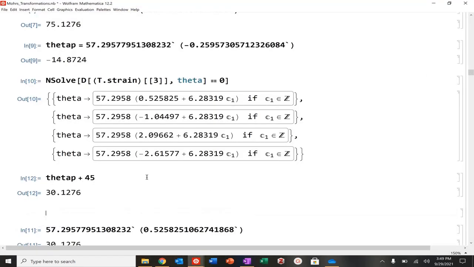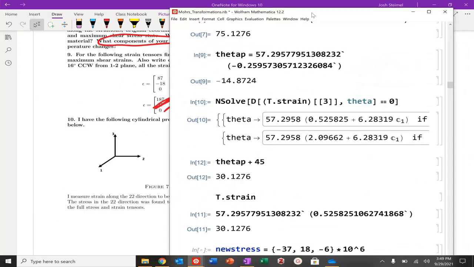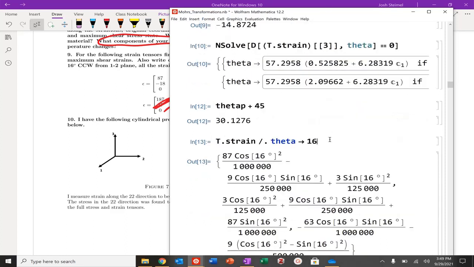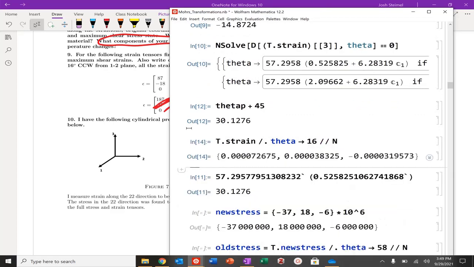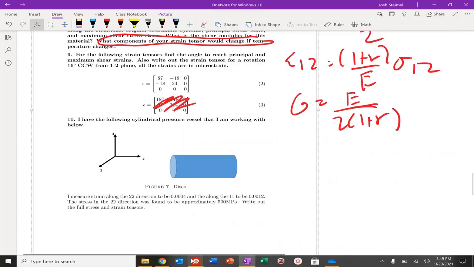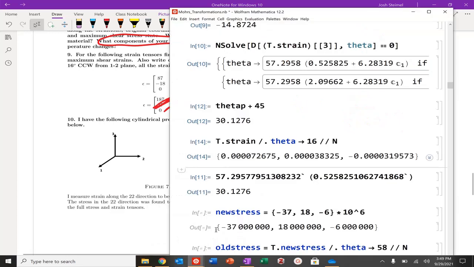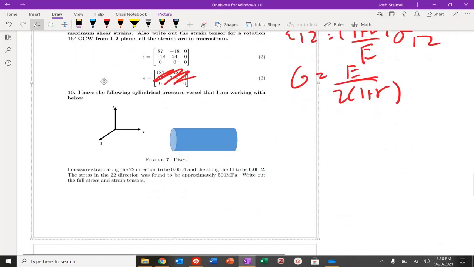So again, I could do t dot strain, what is it, 15 degrees? 16 degrees, slash dot theta. Theta goes to 16. Let's look at this numerically, and that would be my stress tensor. There you go. And you could double check that. So we could do the eigenvalues. Actually, we can't do it of the tensor, but again, we're treating this as plane stress, so we're not looking at the 3D state yet.